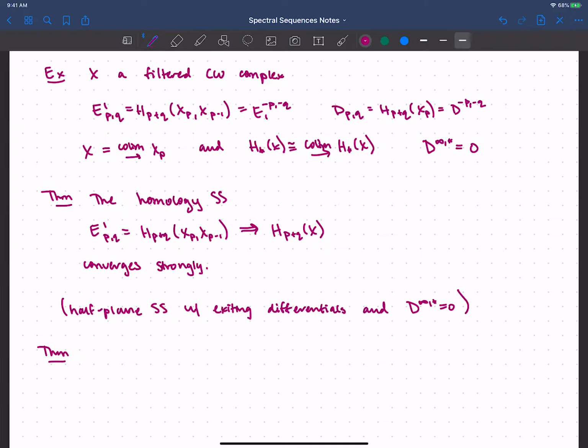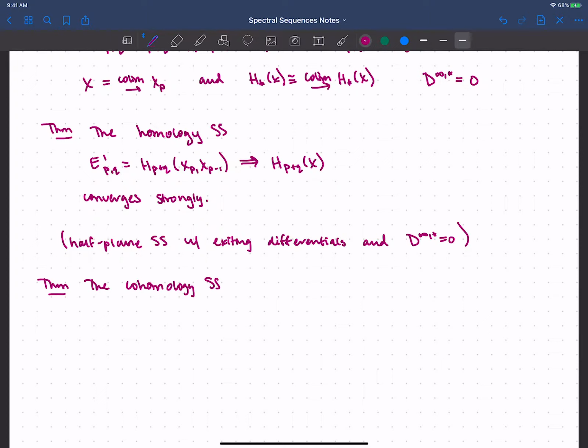What about the cohomology version? Well, our cohomology spectral sequence looks very similar. We just take cohomology, relative cohomology, and then this is supposed to cook up for us the cohomology of our space X. And this is a little bit messier. So what we can say is that this converges conditionally.